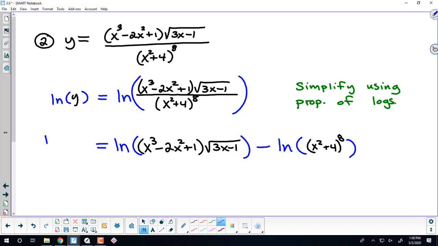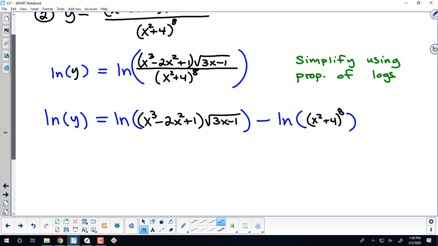And we're just keeping track that this is still just the natural log of y. Is everybody okay with that? Okay. Again, don't just stop here, because then you have to take the derivative of the log of this product, which involves a product rule and a chain rule.